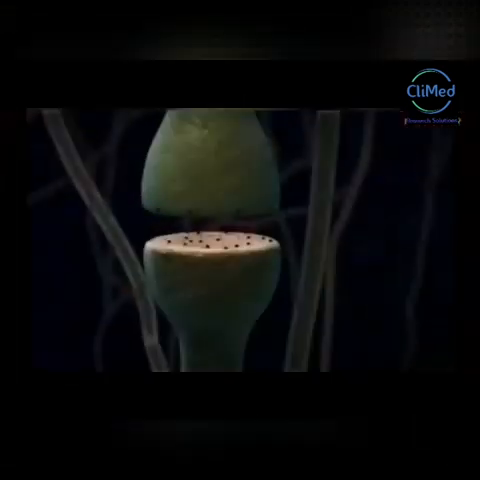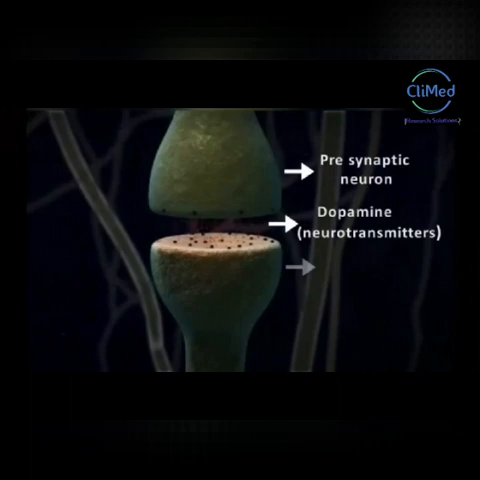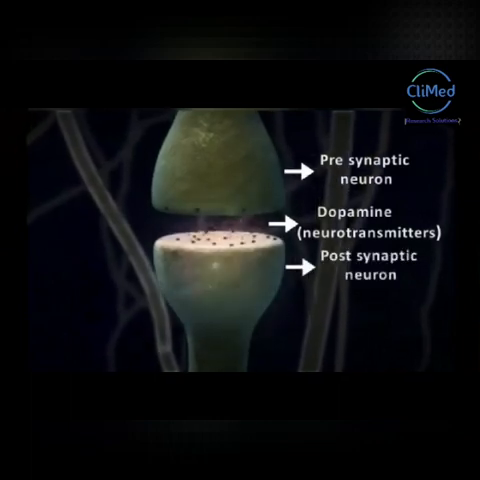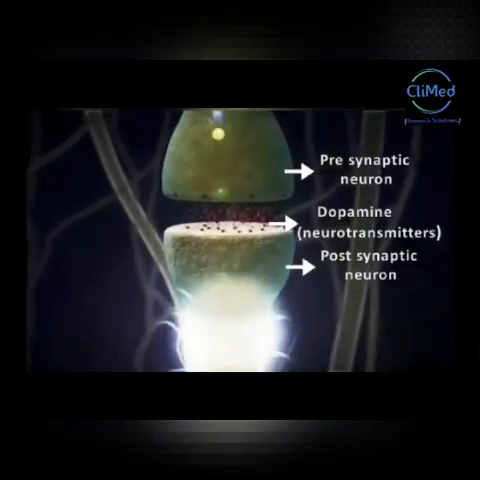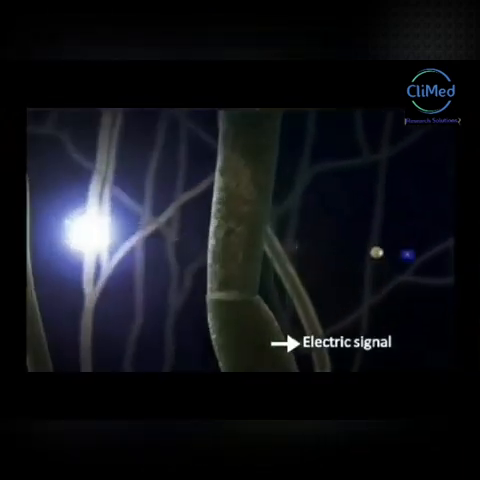Now, if you look in detail at this synaptic junction, the presynaptic neuron releases many neurotransmitters, that is dopamine, which bind with the receptor of the postsynaptic neuron and hence generate an electric signal that passes through the motor dopaminergic neuron.